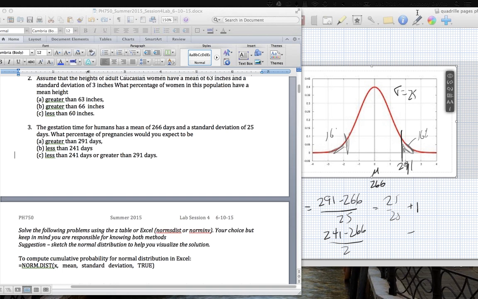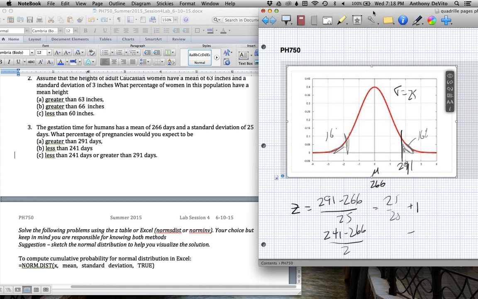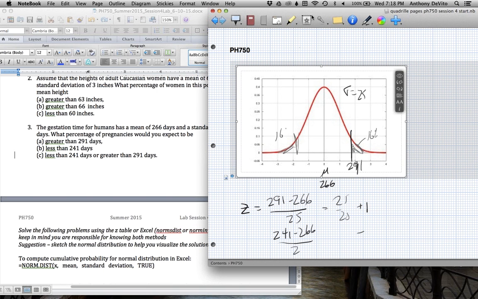All right. So at any rate, yes, 32%. When we talk about that in terms of Venn diagrams, that was a union. It could be either case that satisfies it. So it's 16 plus 16. We add them together: a 16% chance of being below 241 and a 16% chance of being above 291. So overall, we have a 32% chance of getting a value that's either below 241 or above 291.